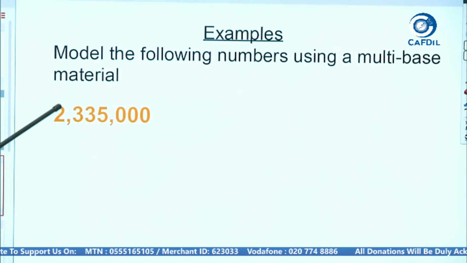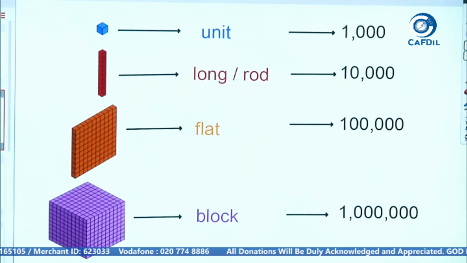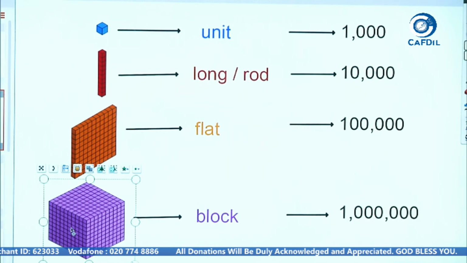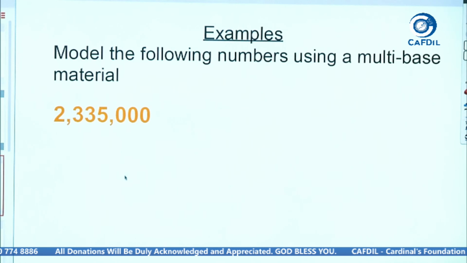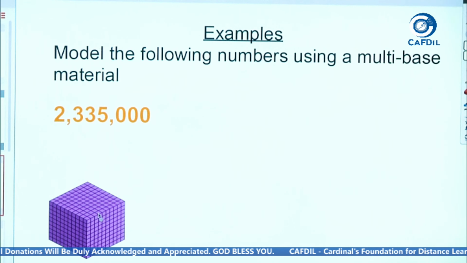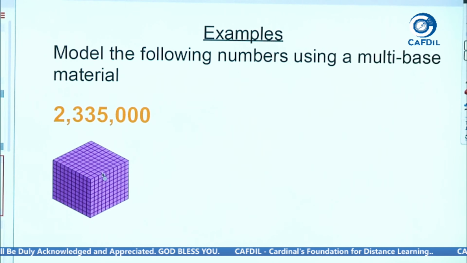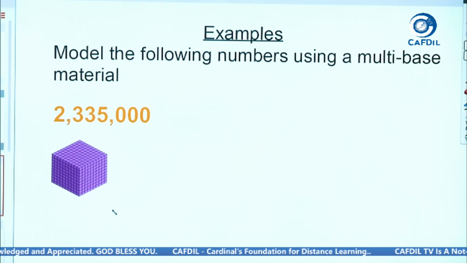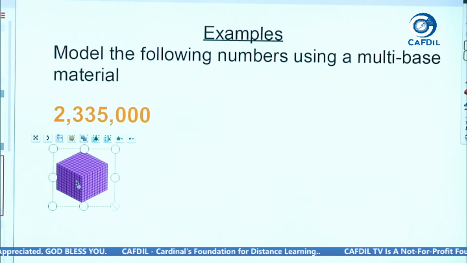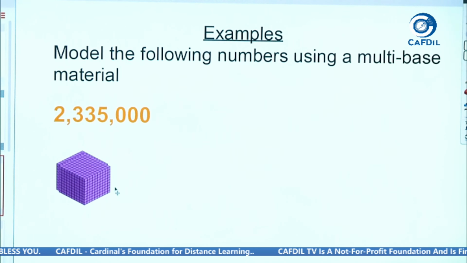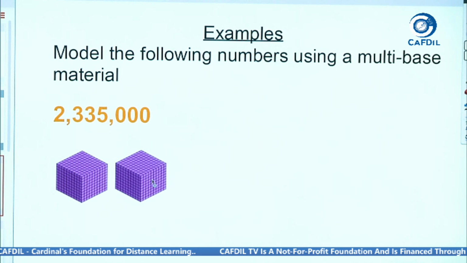So if this is 1 million, 2 million, and a block is 1 million, it means we are going to use 2 of the blocks. So we have the first one and the second one. How many blocks do we have here? 2. Let's move to the next one.